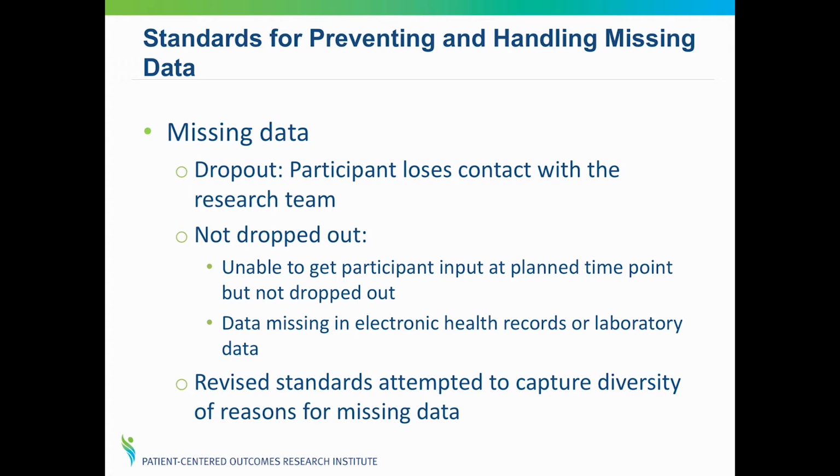There also may be other types of data that are used for outcomes, and those may come from electronic health records or laboratory data, and for some reason those just aren't obtained, even though the participant continues to be followed in the study and continues to provide future data. In revising these standards, we tried to capture the diverse reasons by which data would be missing in an unpredictable fashion as you follow the participant.